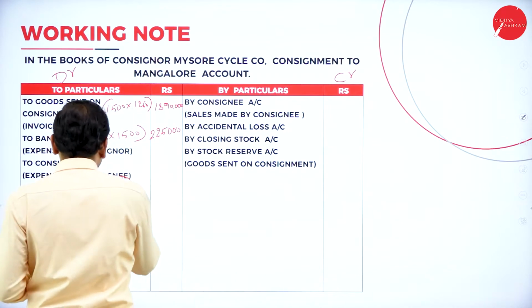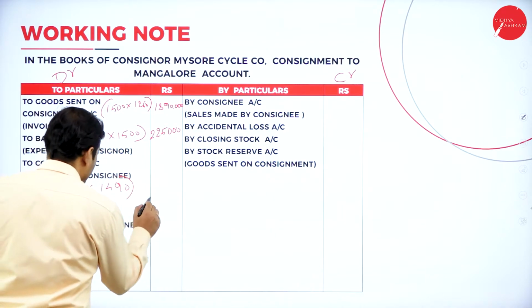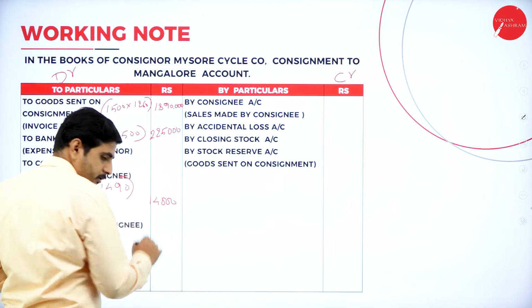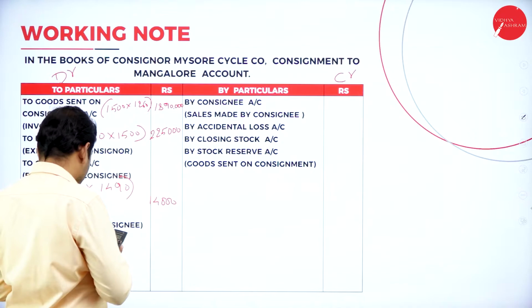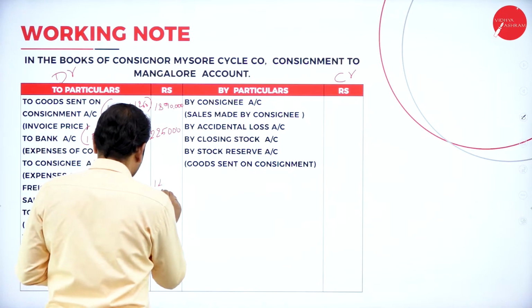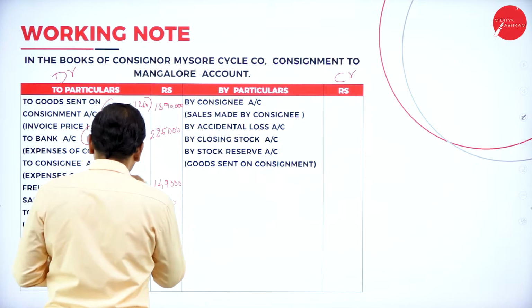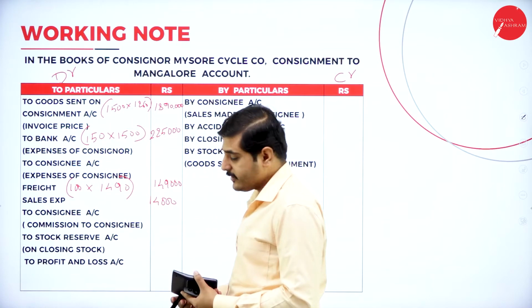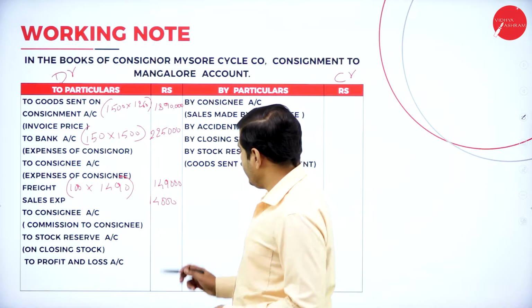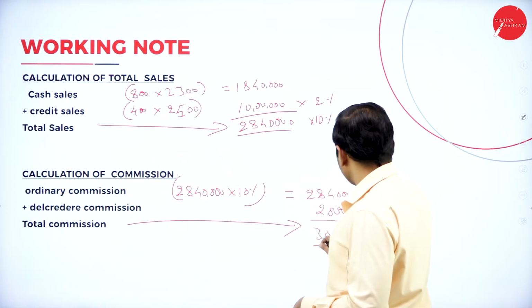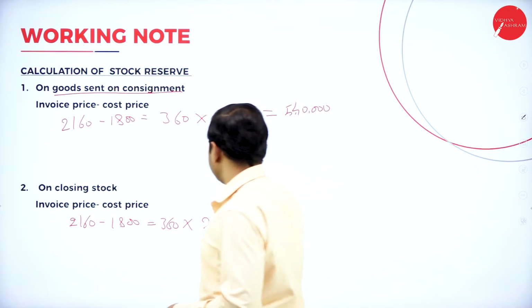So here it is 14,000, and 100 rupees for, so 1,490 into 100 equals 1,49,000. 1,49,000 on freight expenses, and selling expenses is 14,000 he has spent. Again, commission of the consignor. What is the total commission? Total commission is 3,04,000.